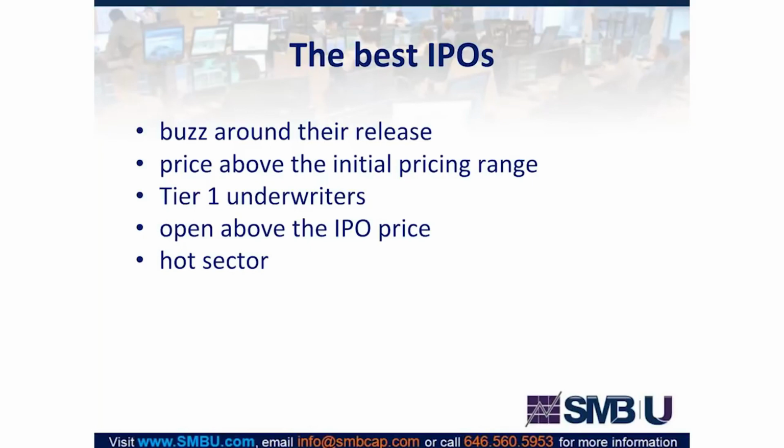If you're looking at tier 3 underwriters in a particular IPO, that's probably not a good sign that the IPO is going to be hot and really pop. You want to see the IPO open above the IPO price. So let's just say the range of the whisper was 18 to 20, and let's just say they priced the deal at 25. Well, when that opens, you want it to be above even 25. Those are the variables of a hot IPO.